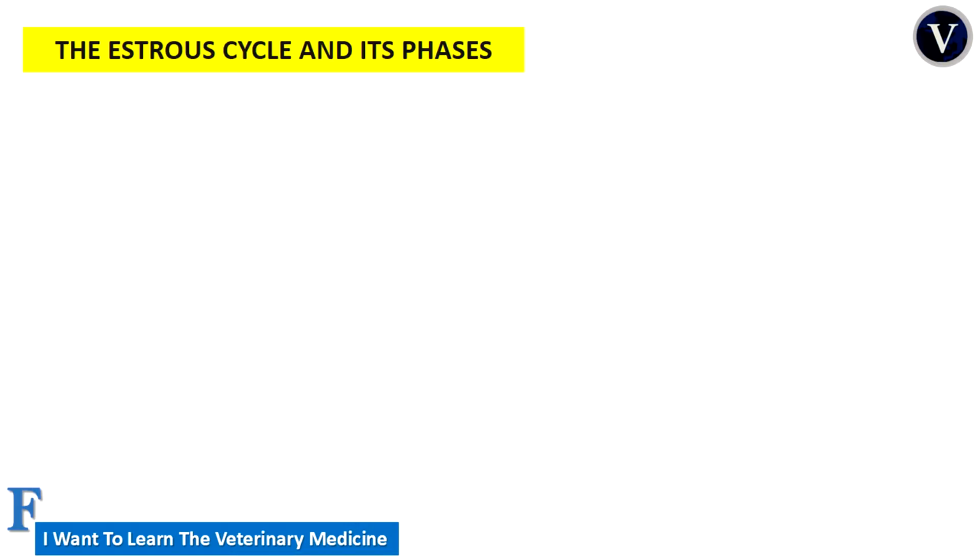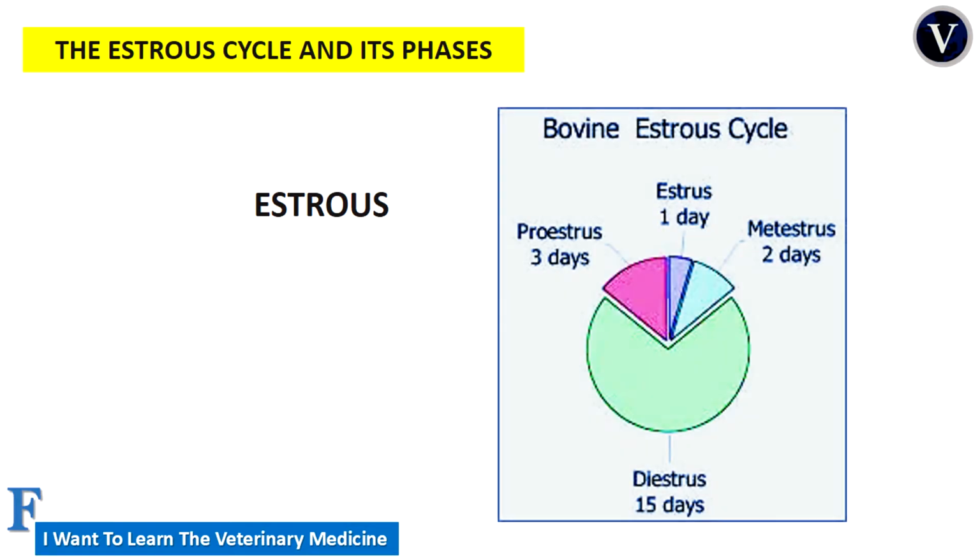The estrous cycle and its phases. I want you to concentrate on this word, estrous. When this word has an O before the U, the word means the whole cycle, but when it doesn't have an O before the U, it means a phase inside the whole cycle. So the estrous cycle is divided into 4 phases: proestrus, estrus, metestrus, and diestrus.